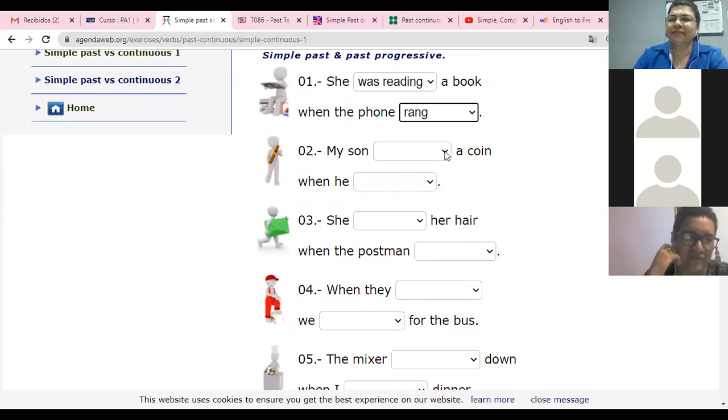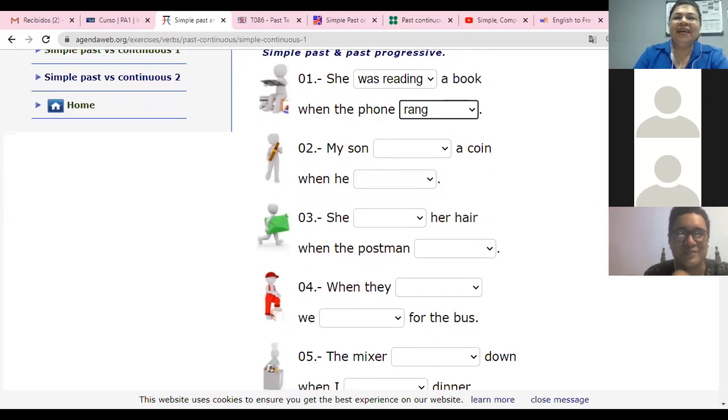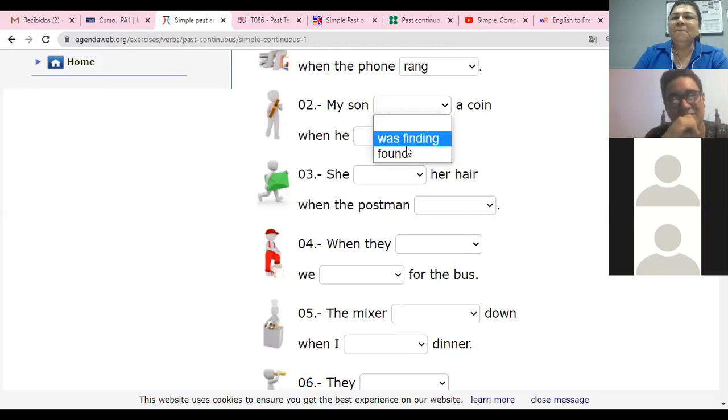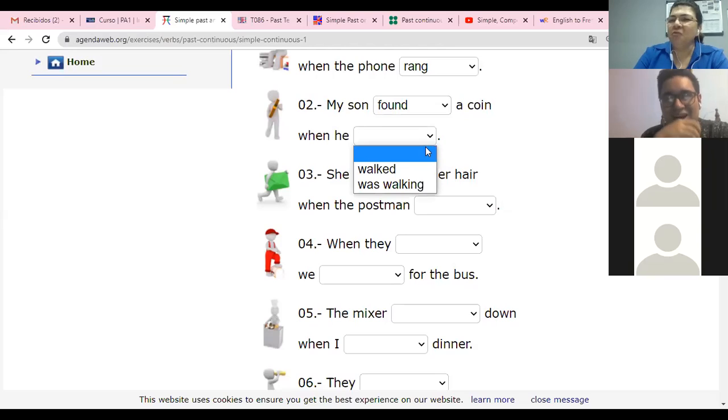Okay, my son found a coin. Found a coin. Was finding the coin. Okay. Found a coin. When he was looking out. When he was walking.